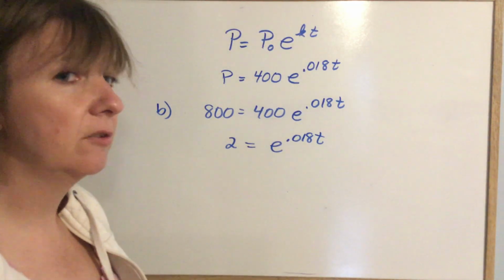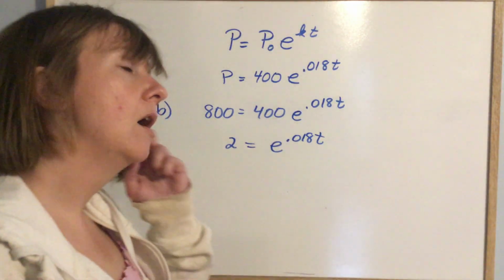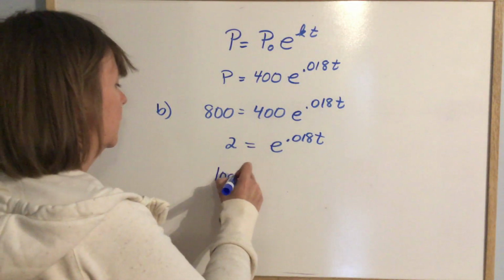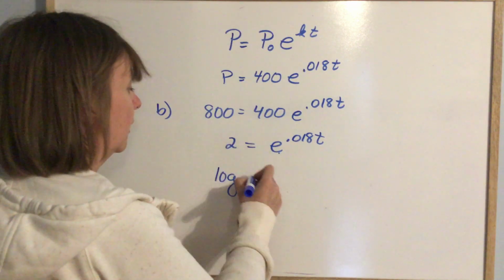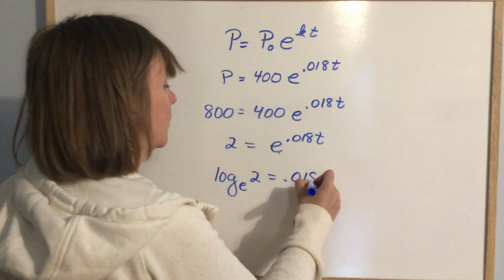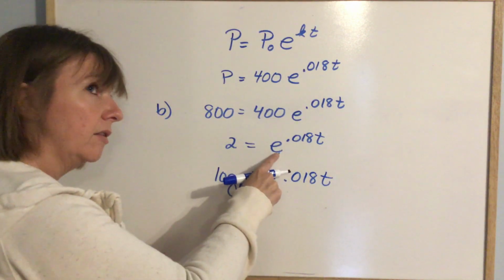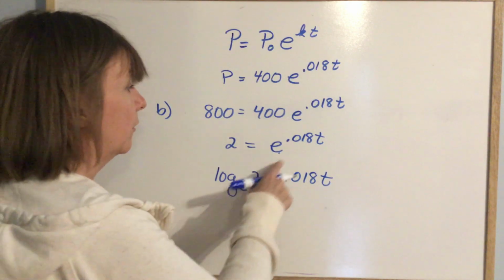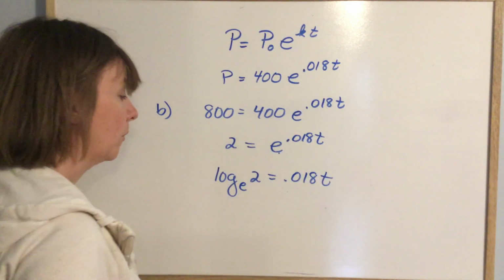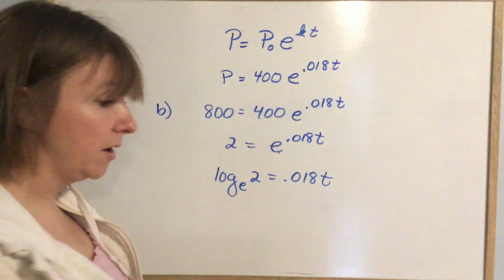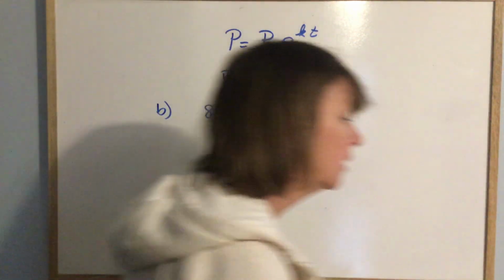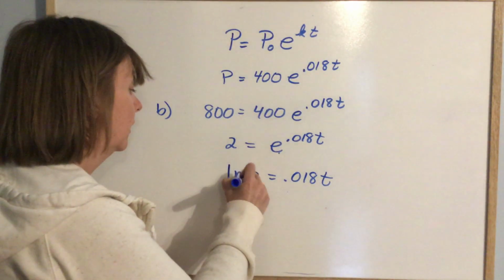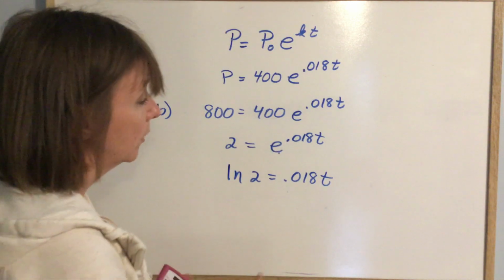It's not asking me for a rate of change, so I don't have to do the derivative of this. What I'm going to do, though, is change it into logarithmic form. So log base e of 2 is 0.018t, right? The base of my exponent is the base of my log. The answer is what I'm taking the log of, and my exponent now becomes my answer. Now, log with base e is actually the natural logarithm, which is ln. So I have ln 2 is equal to 0.018t.